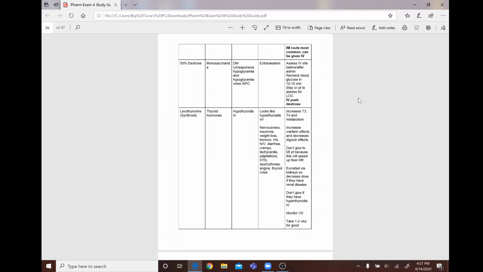Assess IV site before and after administering. Recheck blood glucose in 10 to 15 minutes. Stay with patient to assess for LOC, and this is IV push dextrose. All right, levothyroxine or Synthroid.